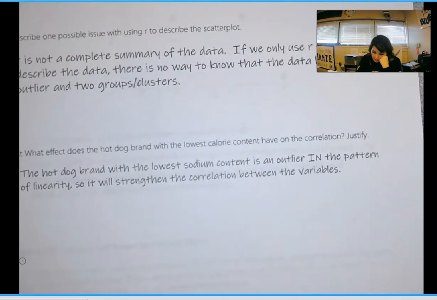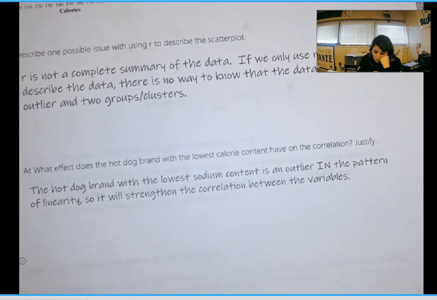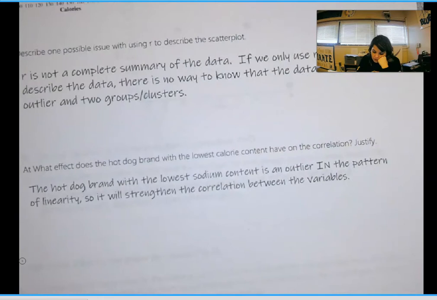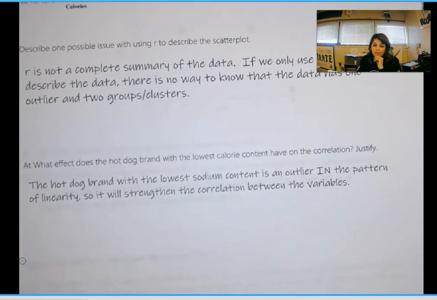What effect does the outlier, so this guy, have on the correlation coefficient? The hot dog brand with the lowest sodium content is an outlier in the pattern of linearity. It's in the pattern, so it will strengthen the correlation between the variables.